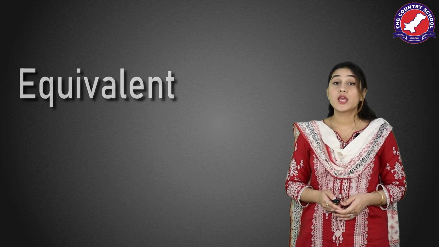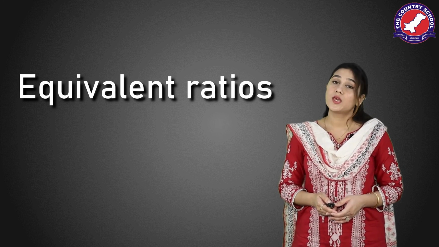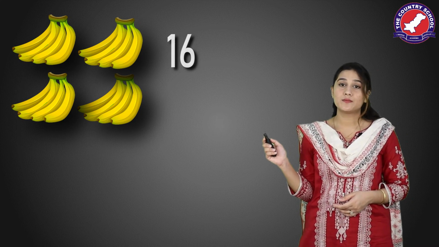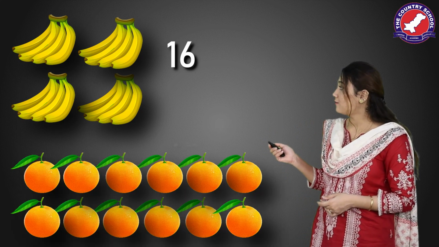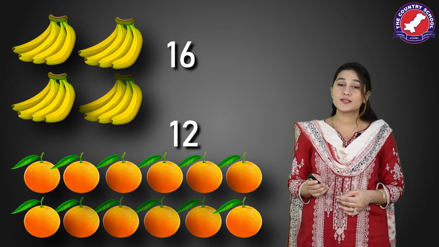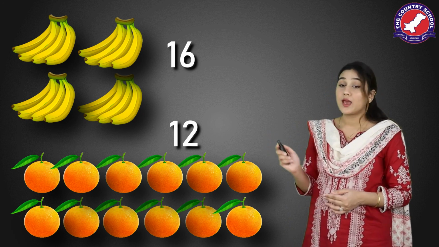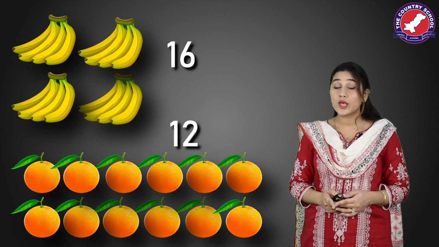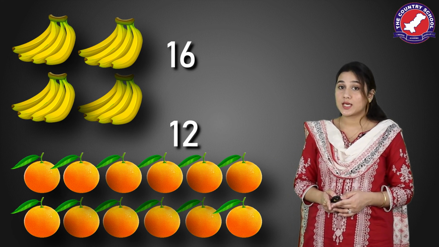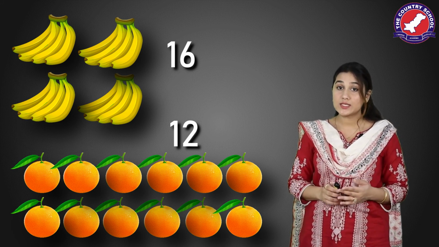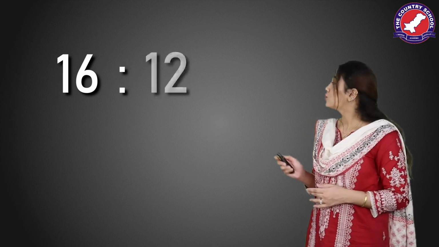We understand ratios. Now let's learn about equivalent ratios, and we'll learn it through another example. We have 16 bananas and here we have 12 oranges. How many bananas? 16. And how many oranges? 12. So we can say the ratio of bananas to oranges is 16 ratio 12.